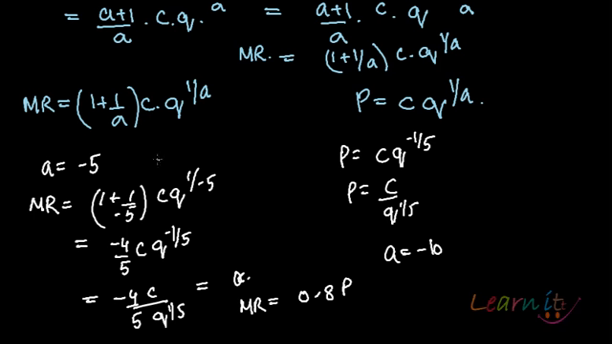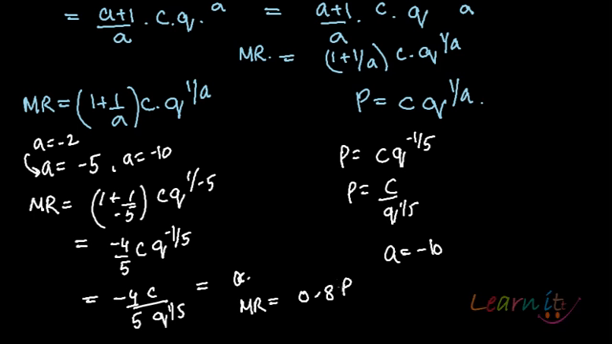As your demand curve is getting more elastic, we have seen the case when a is equal to minus 2, then a equals minus 5, and then a equals minus 10 and so on. So demand is getting more elastic. As demand is becoming more elastic, the MR curve is approaching the demand curve.